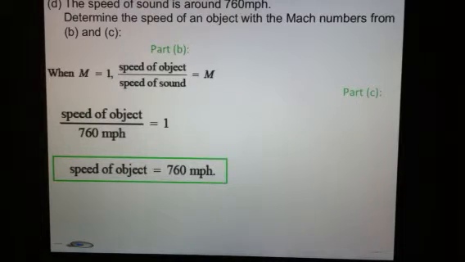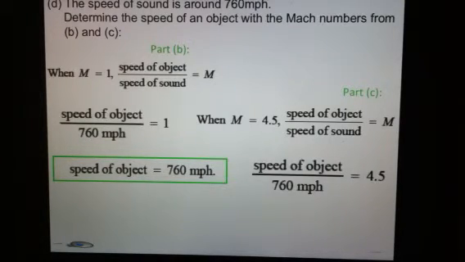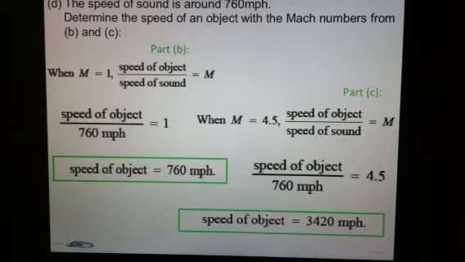Again, we'll use the same formula. The speed of the object over the speed of sound is equal to m. We're going to substitute 4.5 for our m, bringing us to this equation. The speed of the object over 760 miles per hour is equal to 4.5. Multiply both sides by 760, and we find that the speed of the object is equal to 3,420 miles per hour at Mach 4.5.